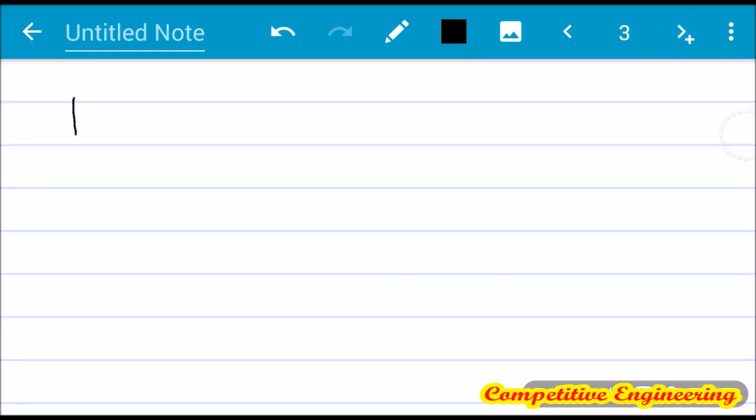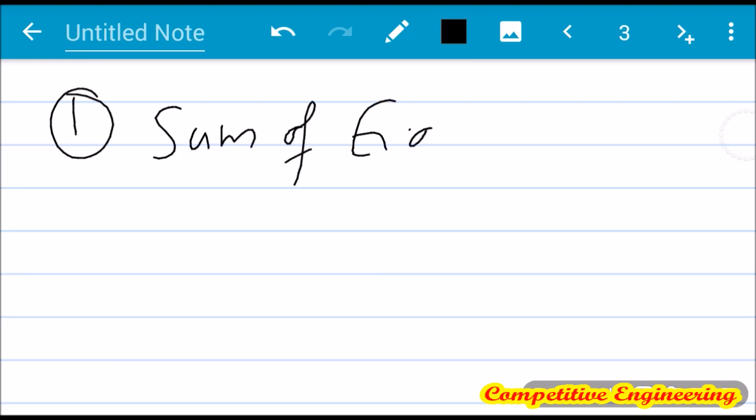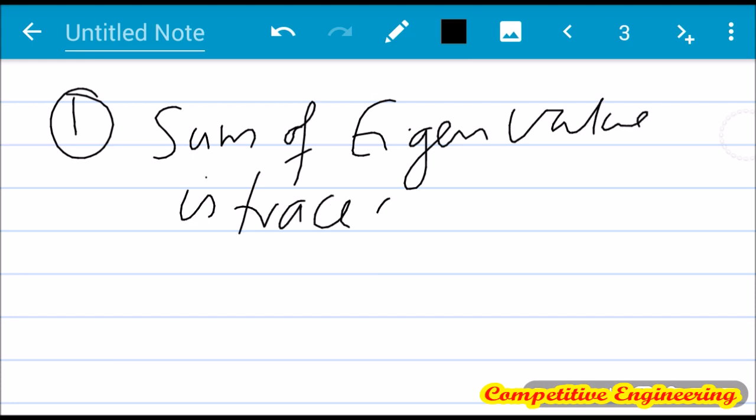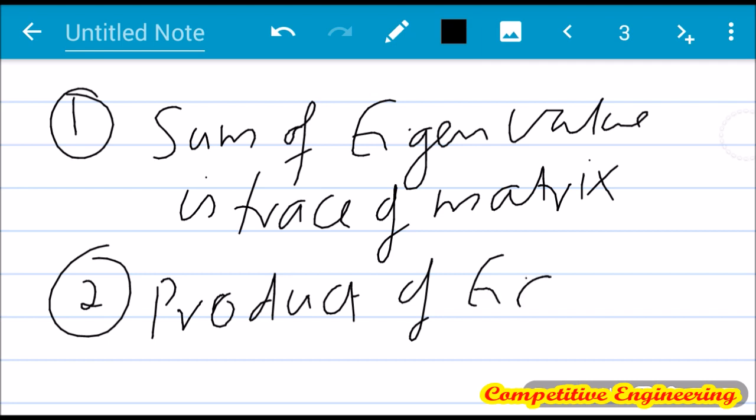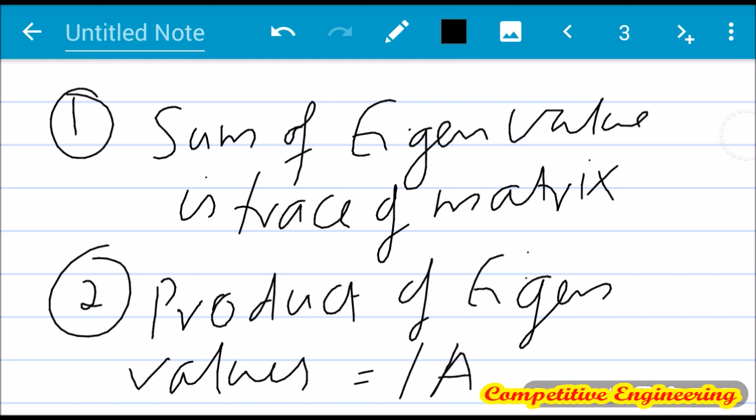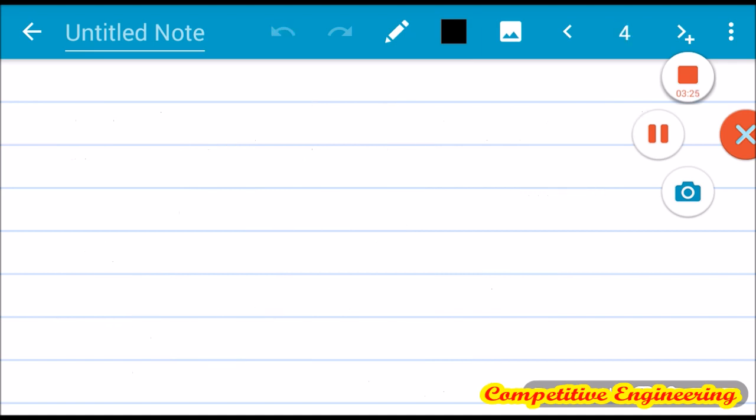So what is that property? First, the sum of eigenvalues is the trace of the matrix. Second, the product of eigenvalues is equal to the determinant of the matrix. These are the two properties: the sum of the eigenvalues equals the trace of the matrix, and the product of the eigenvalues is the determinant of the matrix. I will explain them one by one.